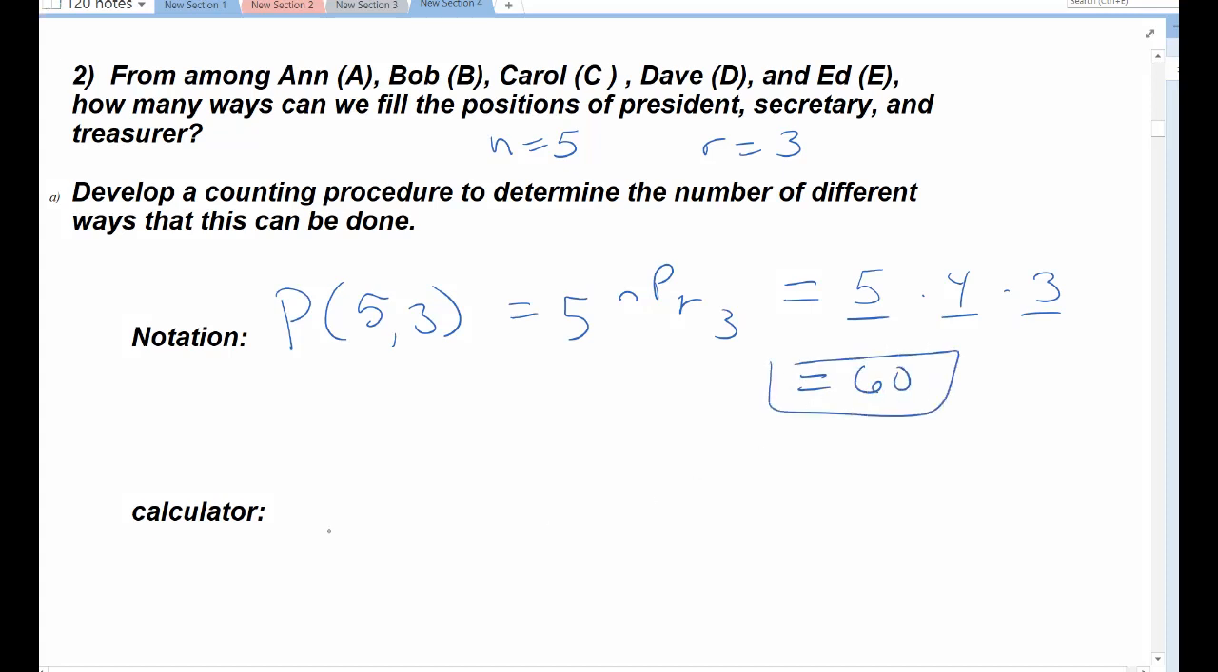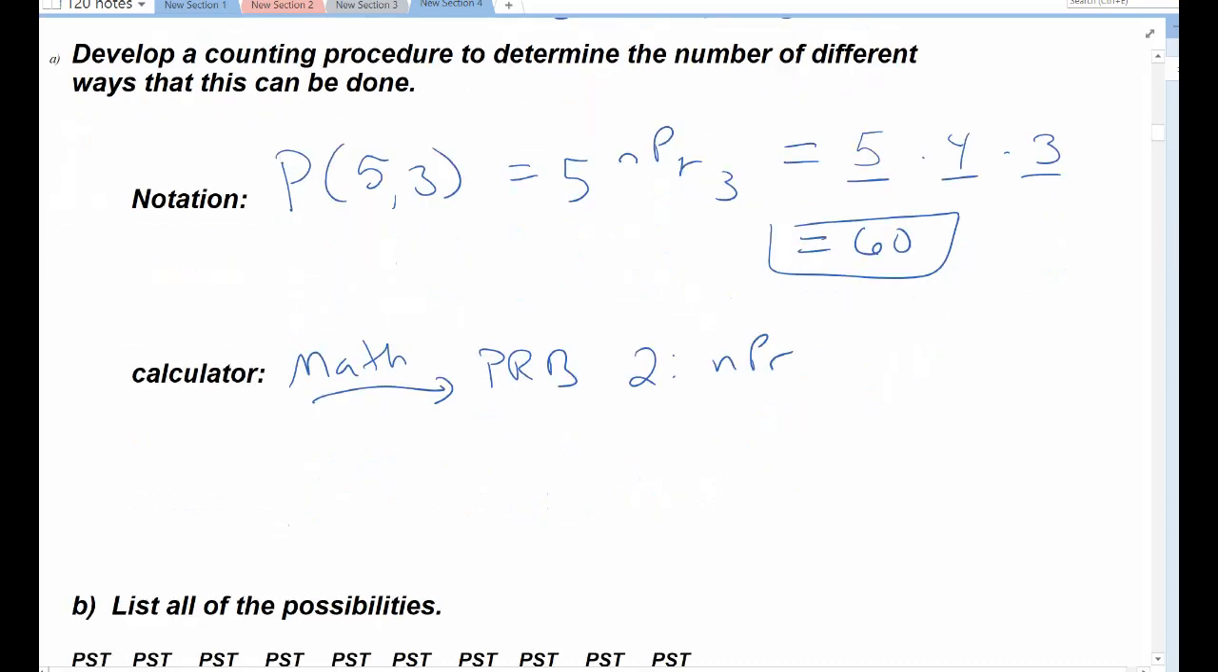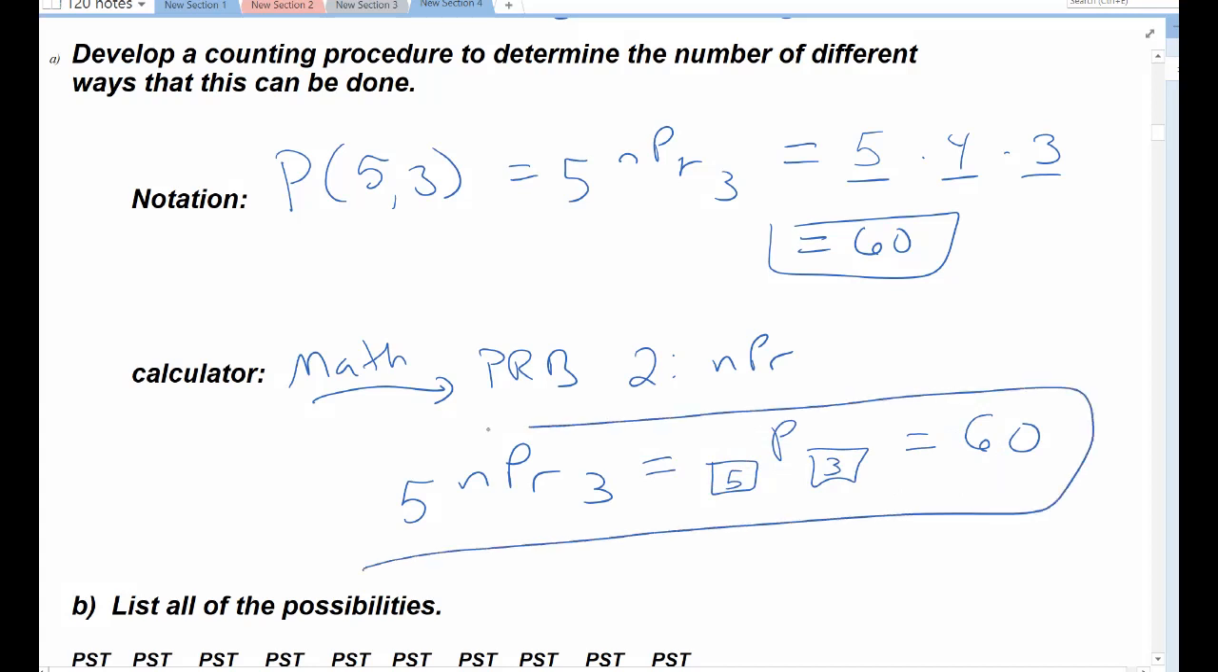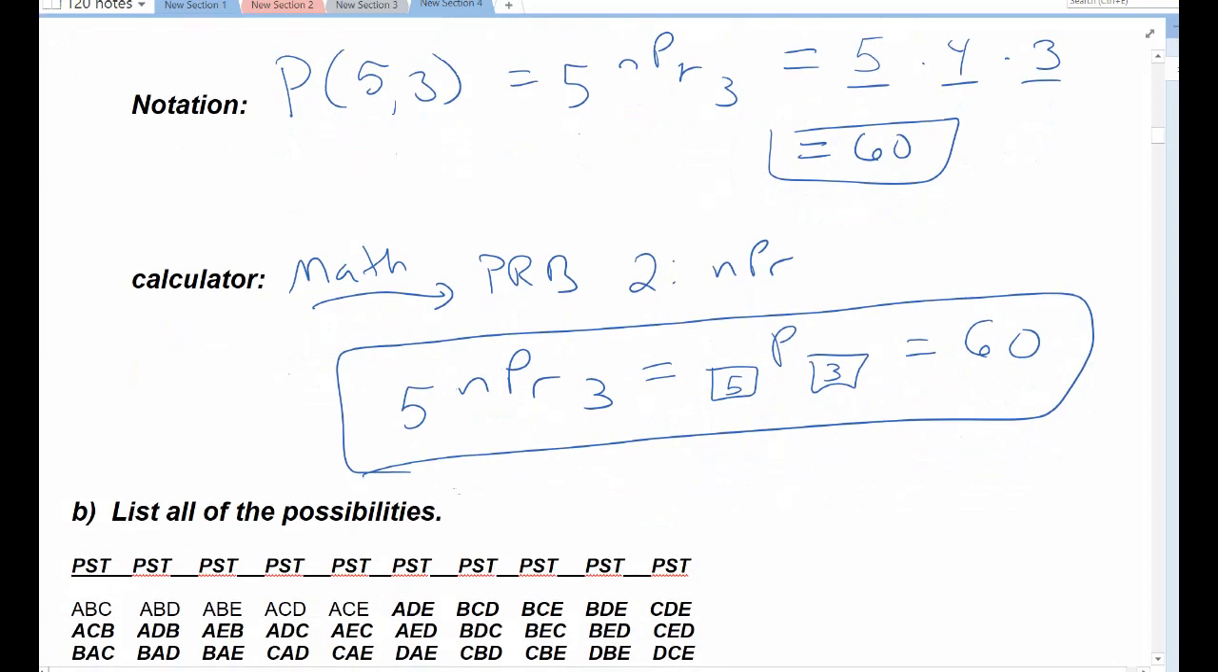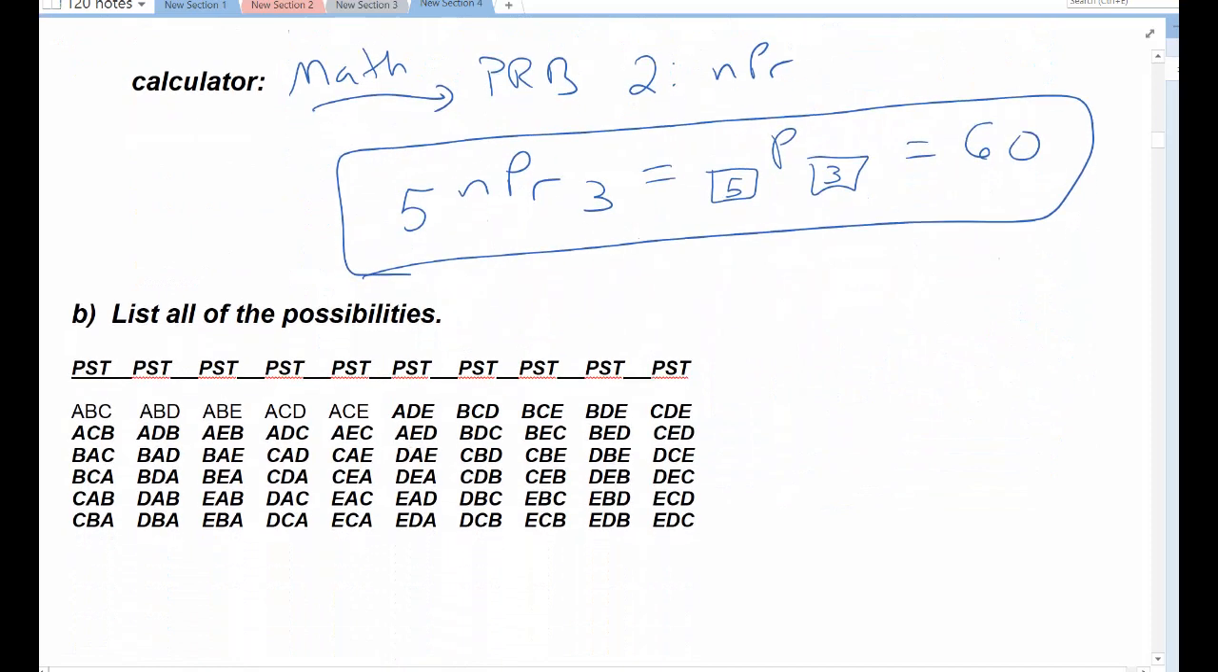On the calculator, again, you go to the same place. You go to your math, go to probability, select the second one, the nPr. Now, if your calculator is older like mine, you're going to have to type in 5 nPr 3. If yours is a newer calculator, you've got little boxes to fill in. But it should give you 60 either way you do it. So again, I'll leave that for you to try on your own, but you should be able to type that out in your calculator.